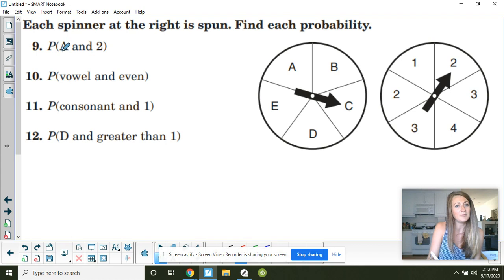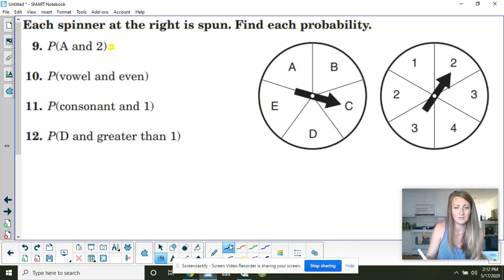The probability that we would get A and then a 2, oops, yellow. I did not mean to have yellow. You'll see why in a minute. Probability of A and then 2. Well, here we have 1, 2, 3, 4, 5. So the probability of getting an A is 1 over 5. The probability of spinning on a 2, let's see, 1, 2, 3, 4, 5, 6 ways that we could spin. And you see the number 2 repeats.